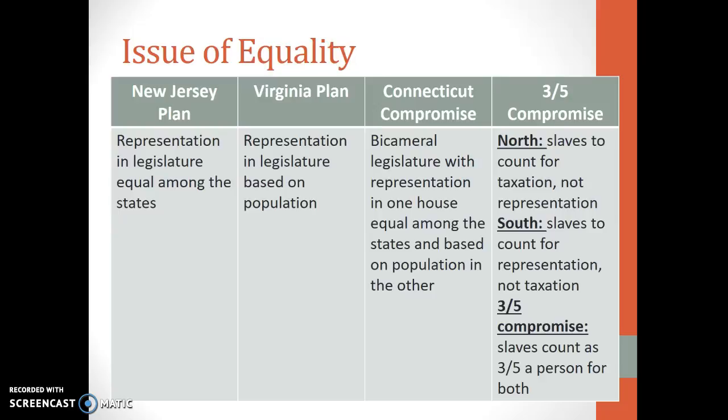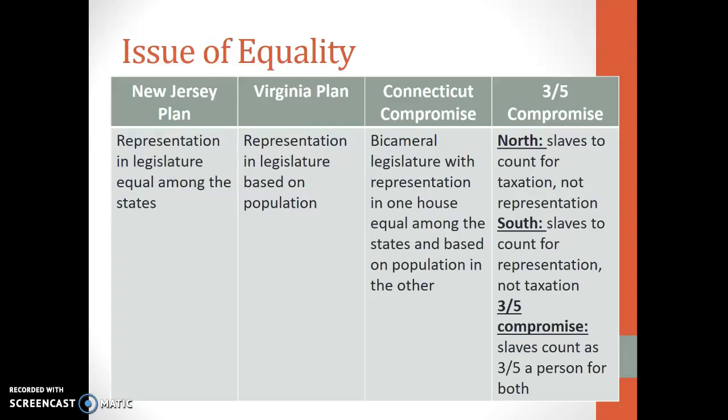The compromise that Roger Sherman came up with was to create a bicameral legislature, one house with equal representation, the Senate, and the other house with representation based on population, the House of Representatives. And then, of course, the Three-Fifths Compromise is a compromise dealing with representation in the Senate as well as taxation for states.